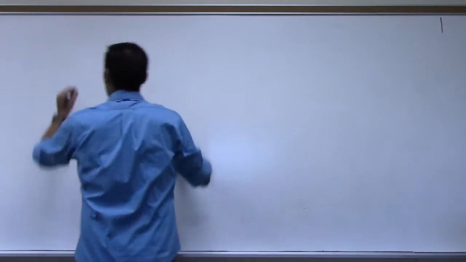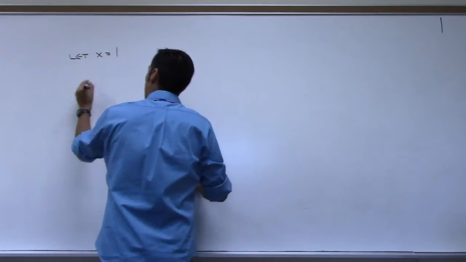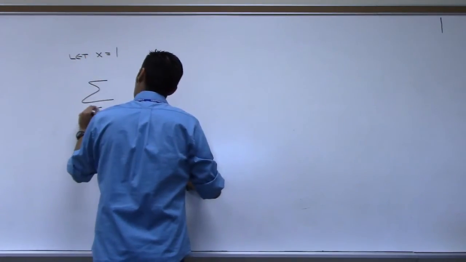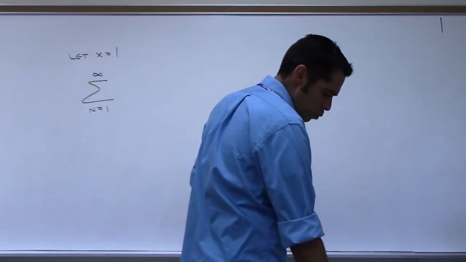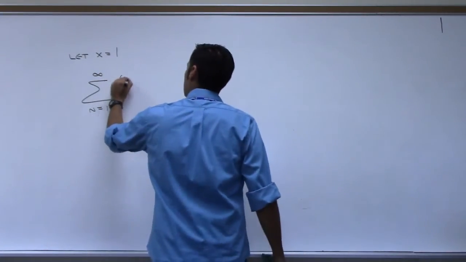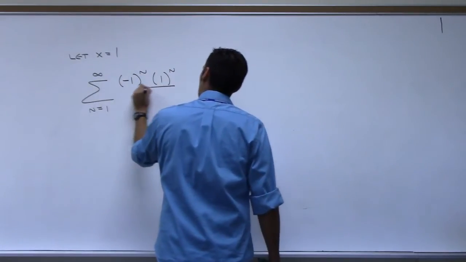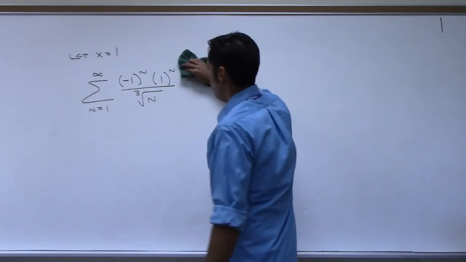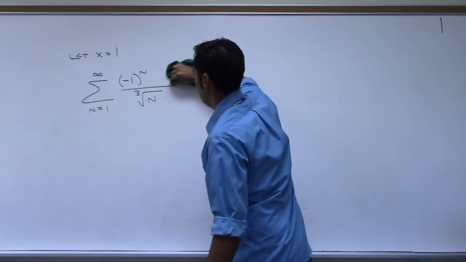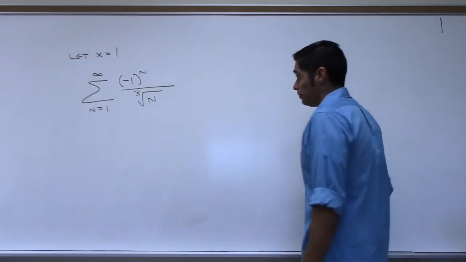I'll start with letting x be 1 first. And I rewrite the sum, n equals 1 to infinity, and wherever I saw x, I replace it with positive 1. So I get -1 to the n, and then x was 1, so 1 to the n over cube root of n. And of course, 1 to the n is just 1, so I don't even need it there. And so I want to figure out if this series converges or diverges.